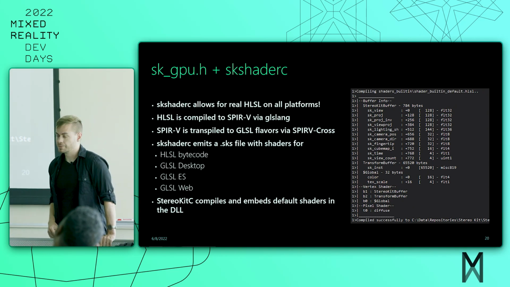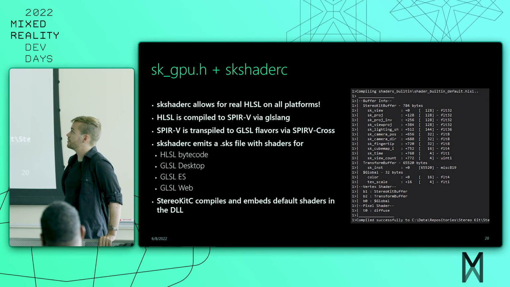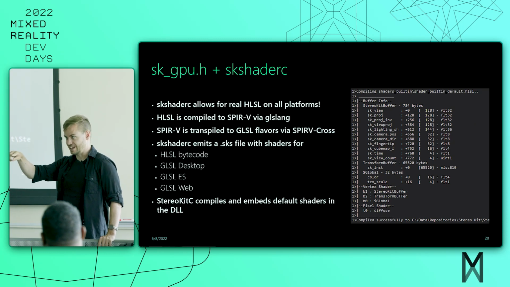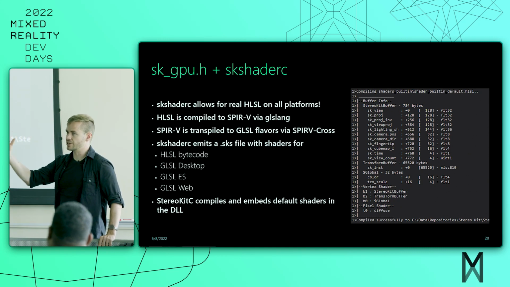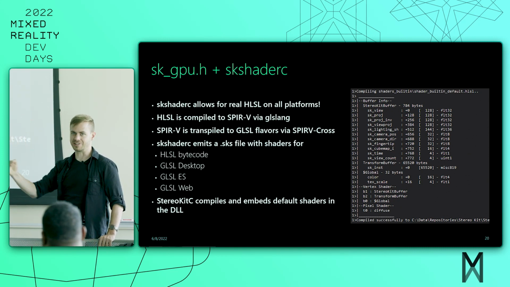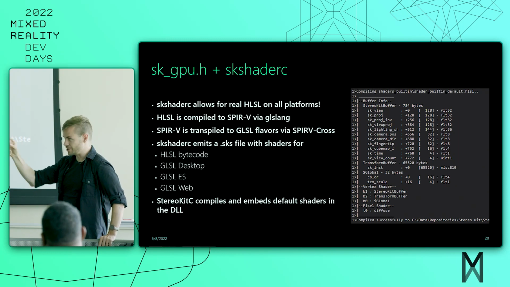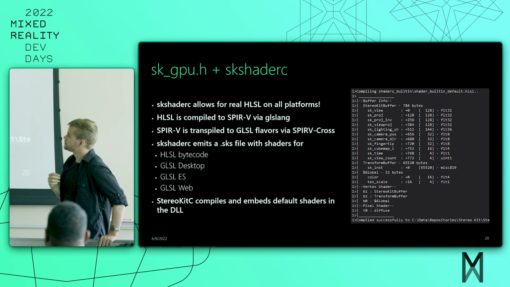So what I do is I have a little shader compiler that takes HLSL and will transpile it into SPIR-V, and take the SPIR-V and transpile that into a couple different flavors of GLSL. Because of course you can't just use one flavor of GLSL. And so this generates a compiled shader binary that includes multiple different shaders for each individual rendering system.